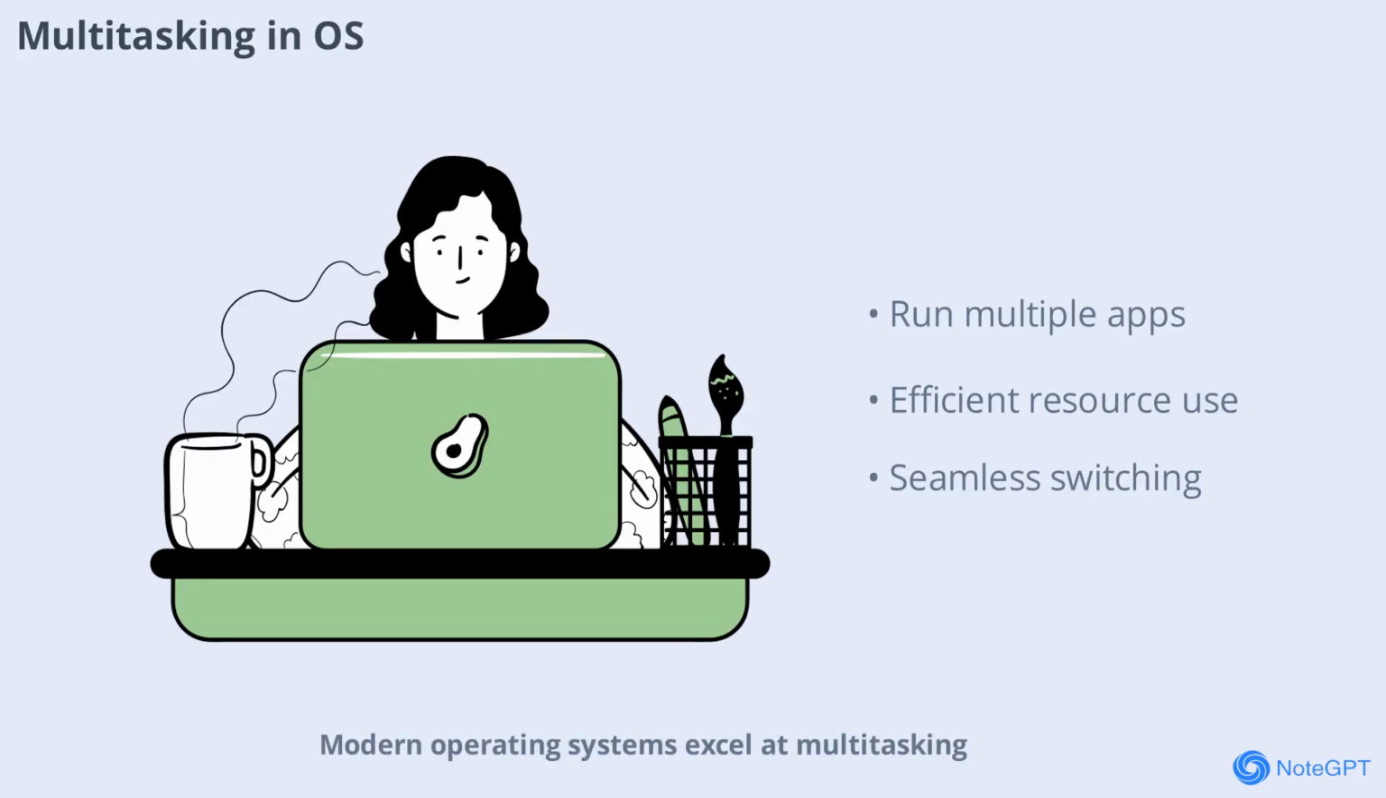Modern operating systems excel at multitasking, allowing you to run multiple applications at once. The OS manages resources so each program gets what it needs without slowing down your device. You can switch between apps, copy data, and perform complex tasks seamlessly. This multitasking capability is a cornerstone of today's computing experience.